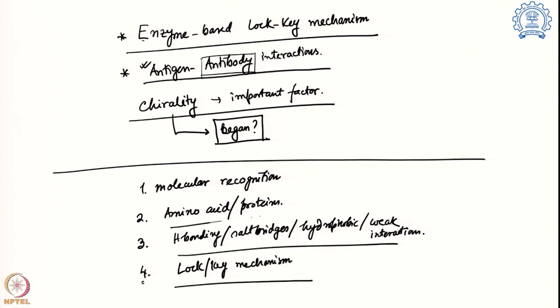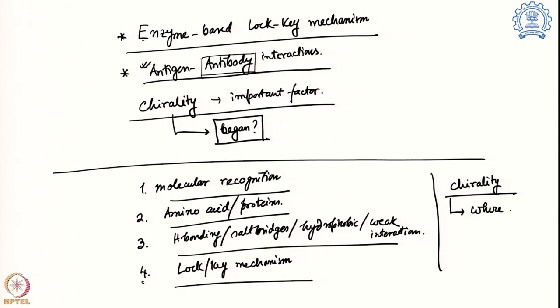So these are the things we have learned so far, and then we throw a question that chirality is one of the tools for this molecular recognition, but where and how this chirality comes into the biology. So that is the question that you are going to answer in the next segment.